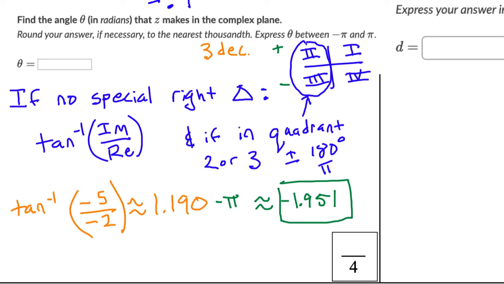Yeah, and I can write that off to the side as well. This is for degrees, and this is for radians. We were in radians, that's why we were adding or subtracting pi.